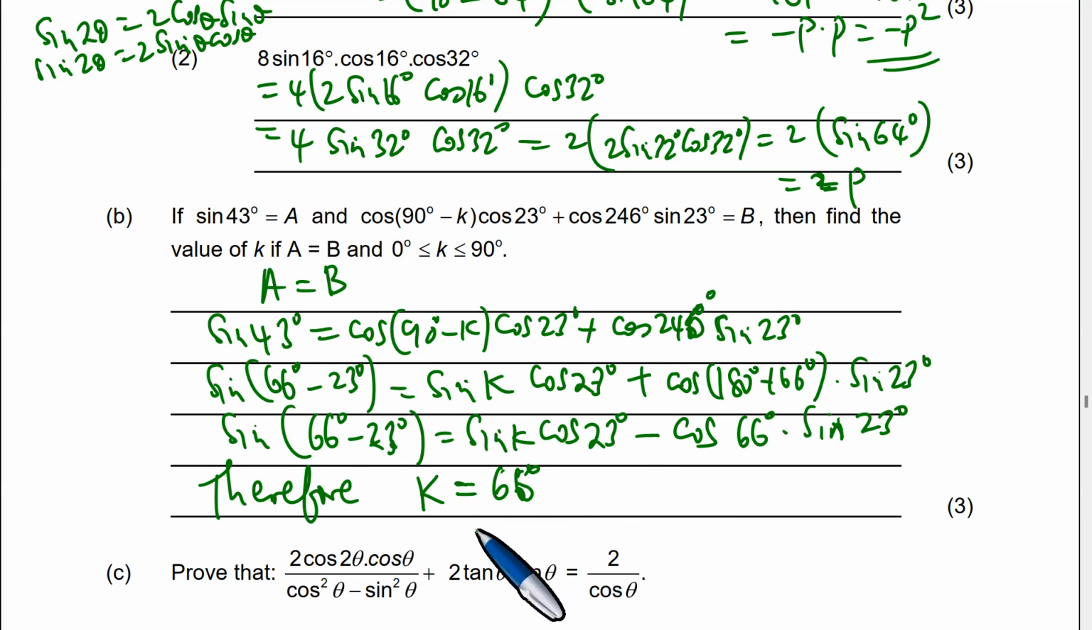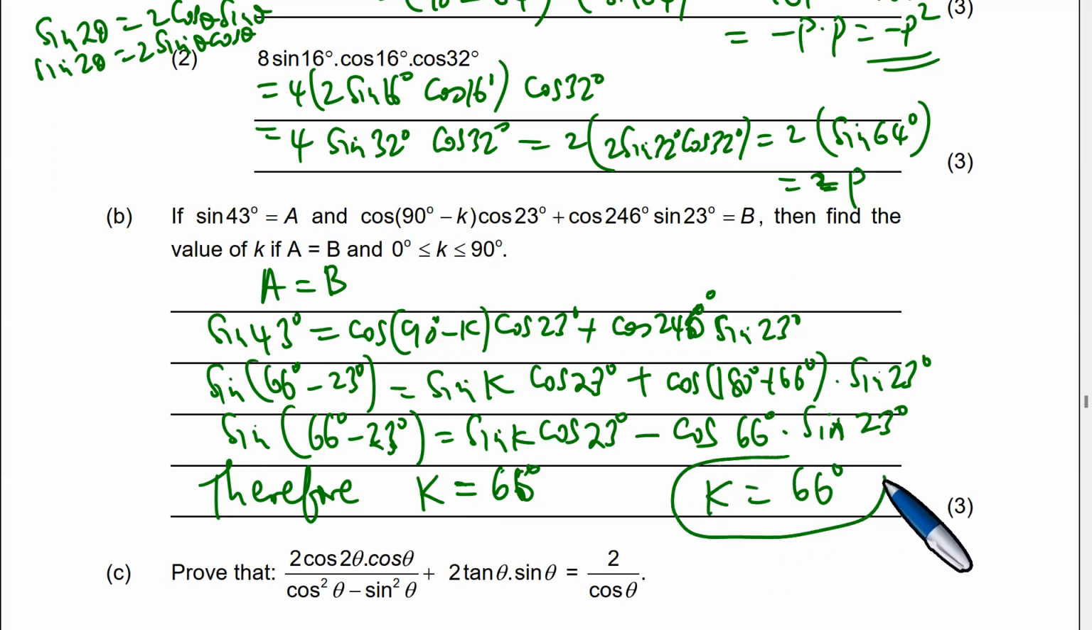K is 66 degrees. K is 66 degrees, and that's the answer. Because they said if A is this, sine 43, and B is that, then find the value of K if K lies between 0 and 90 degrees, and K is 66 degrees, and 66 degrees is between 0 and 90 degrees. Next question.